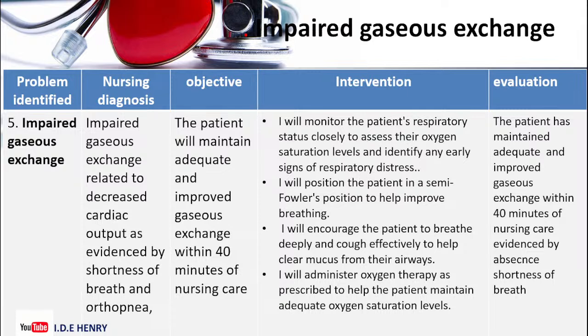Then your interventions: number 1, I will monitor the patient's respiratory status closely to assess their oxygen saturation levels and identify any early signs of respiratory distress, as your first one. Secondly, I will position the patient in semi-Fowler's position to help improve breathing. Thirdly, I will encourage the patient to breathe deeply and cough effectively to help clear mucus from their airways. And lastly, I will administer oxygen therapy as prescribed to help the patient maintain adequate oxygenation or oxygen saturation levels.